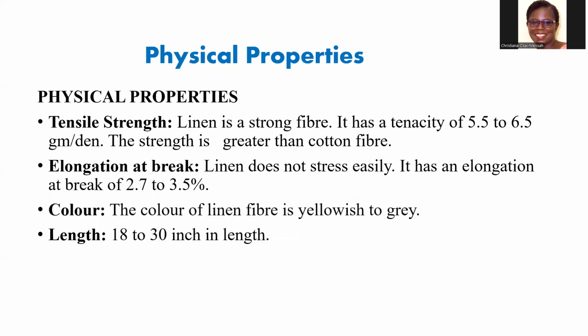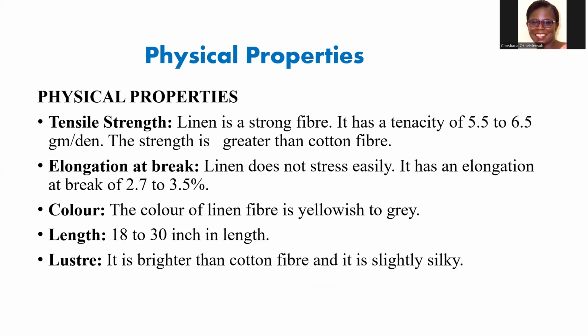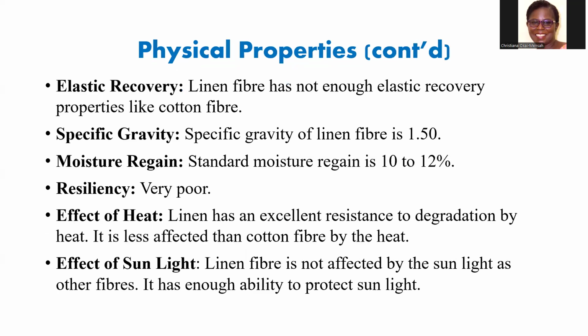The color is yellowish to gray. That is the color that you can see. The length is between 18 to 30 inches. And flax is a very lustrous fiber. That is, it shines. It's not like cotton. Cotton is a very dull fabric, but cotton becomes lustrous when we mercerize it. After mercerization, cotton becomes lustrous, but flax is very lustrous. It is brighter than cotton fiber, and it is slightly silky. As for elastic recovery, linen fiber does not have enough elastic recovery, just like cotton. So that is the comparison.